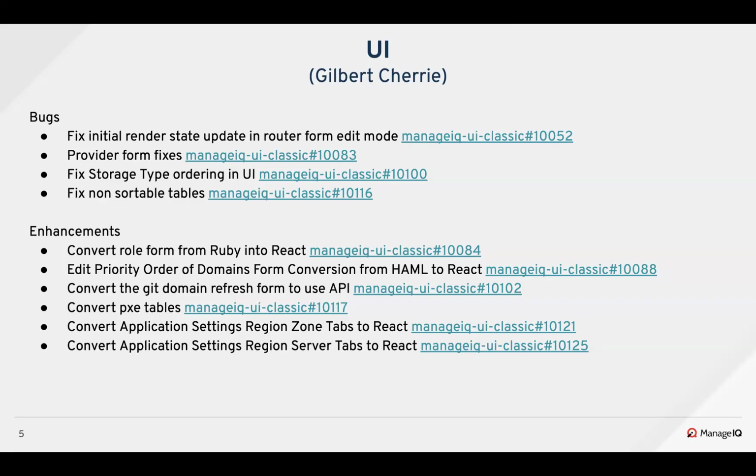For the enhancements, Andy converted the role form from Ruby Haml into React. Andy also converted the edit priority order of domains from Haml to React. And as a follow-up here, Andy converted the get domain refresh form to use the API. I had a PR to convert our PXE tables from Haml to React, and Andy converted the application settings region zone tabs and region server tabs from Haml to React. Next slide.